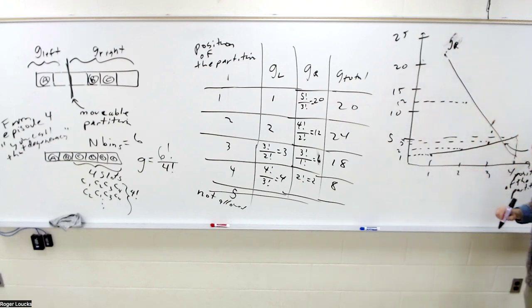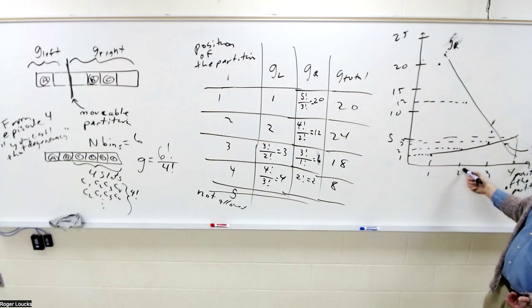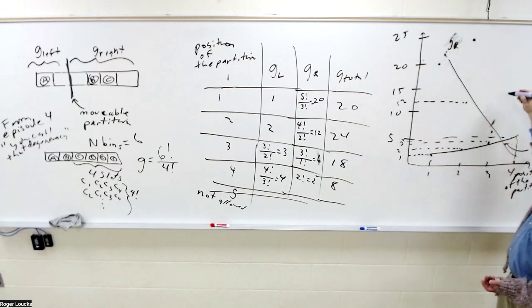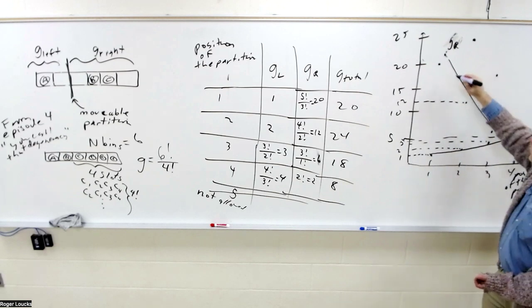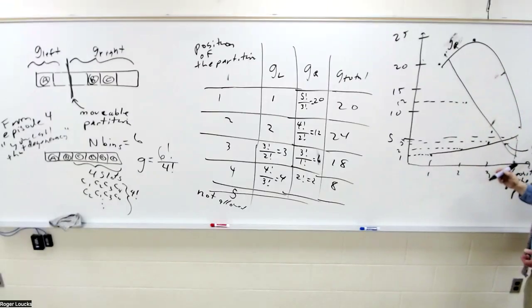Does that make sense? When you multiply the two, what happens here? You get a 20 here. So this is going to be 20. And then at 2, what do you get? You get 24. So you're going to get this. And then you get 18, which is going to be like here. And then 8, which is going to be here. So you're going to get really the total, this is my G total.